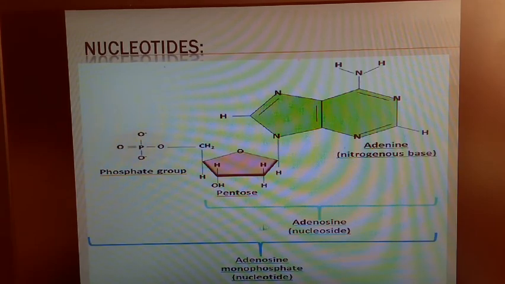So in monophosphate, only one phosphate group is attached. That's why we name that one as monophosphate. I hope it is clear, monophosphate. If it is 2, then it is diphosphate. Likewise, if it is 3, then it is a triphosphate. So we name this one as monophosphate.